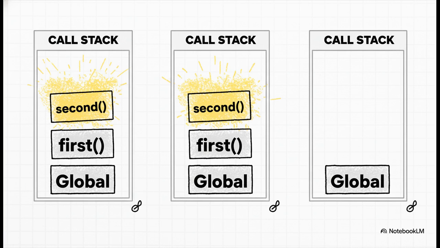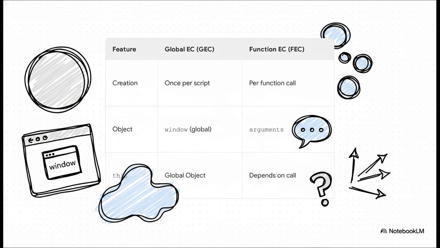So we've seen these two main types of contexts. This slide gives a quick breakdown of the key differences. The global one is created only once, but a function context, that's created for every single function call. The global context also creates the global window object in browsers, while a function context creates a special arguments object. And of course, the this keyword behaves differently in each, which is a whole topic in itself.